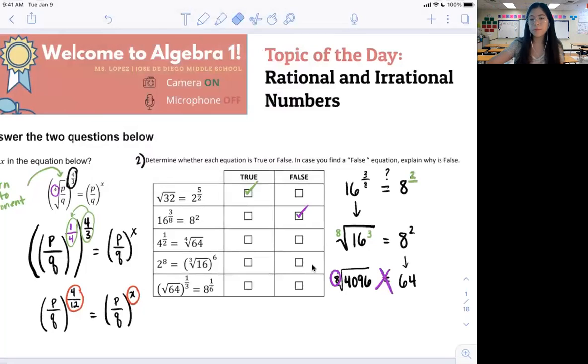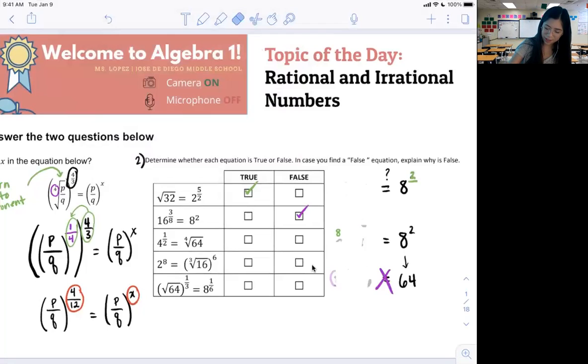Oh, if you do 8 to the power of the square root of 4,800,096, it's like all decimals, 1.00. Yeah, I got it too. So it does not give you the right answer. So long story short, this one is false. Let's try the next one.